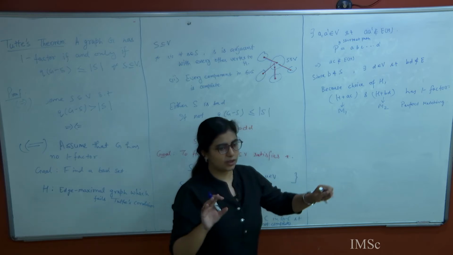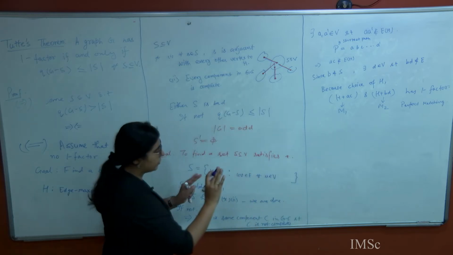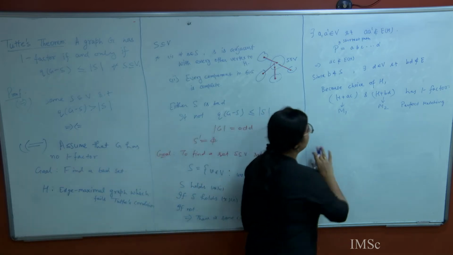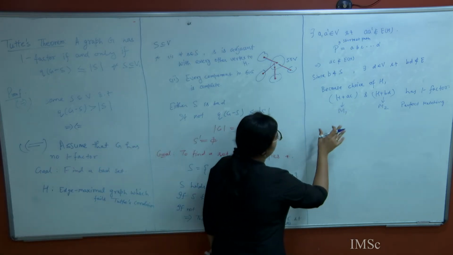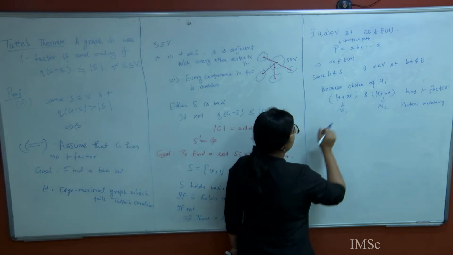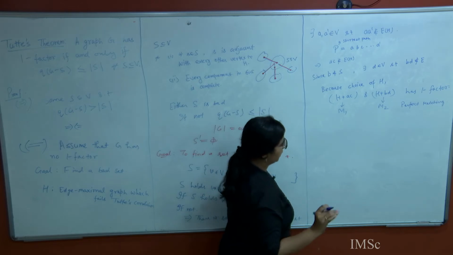If there is any doubt, please ask. I am going speedily because we discussed this last time. I just want to give you a recap. Okay, so we found these two perfect matchings in these graphs, H plus AC and H plus BD.